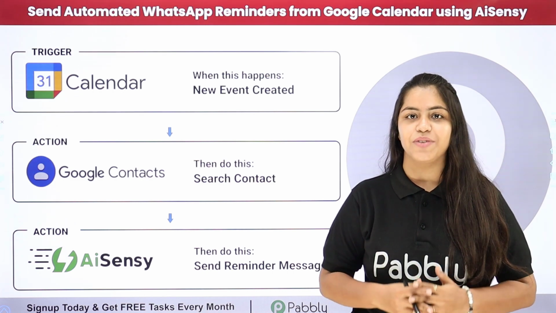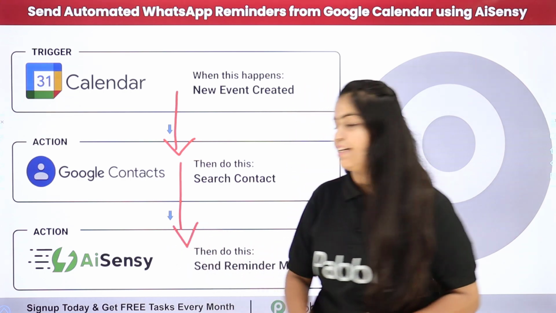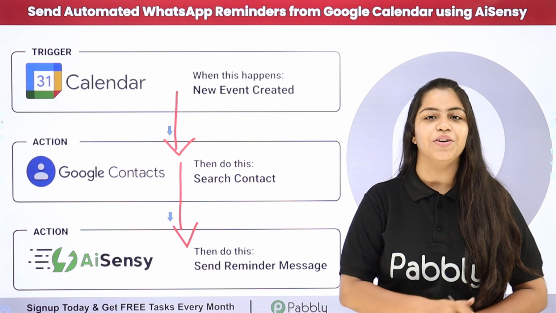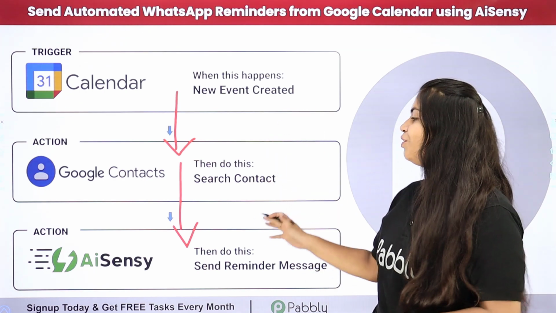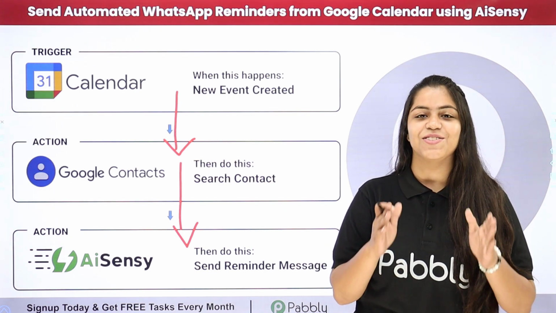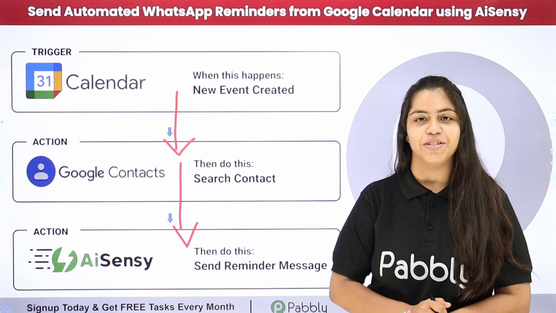To do this, we're going to create a connection between Google Calendar, Google Contacts and AiSensy. To create this connection without knowing any programming or coding language, we are going to use Pabbly Connect. It is an amazing automation software. I'm going to do all of this so that I can convert my potential clients into paying clients. Do you also wish to learn this process step by step? Then let me take you to my computer screen.